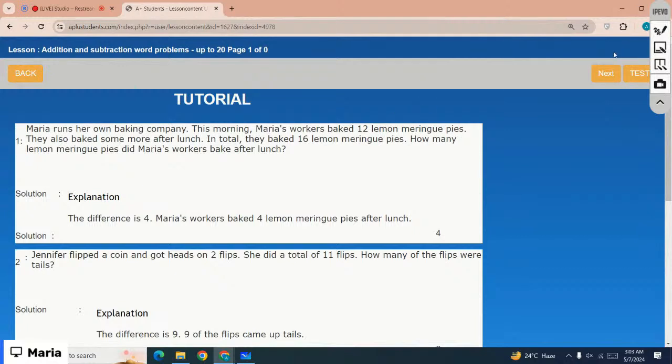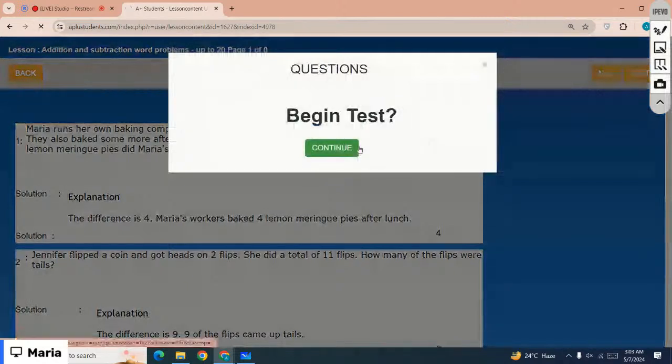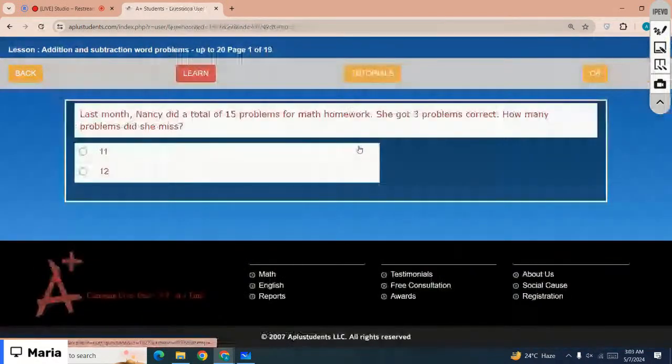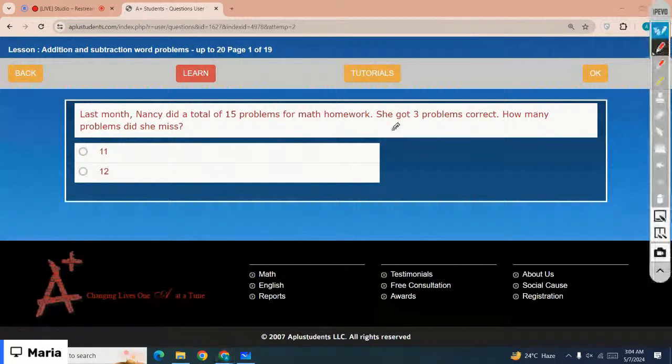Okay, let's start with the test questions. Last month, Nancy did a total of 15 problems from math homework. She got 3 problems correct. How many problems did she miss? So the total she did is 15, right? And the ones that are correct are 3. You have to find the ones that she missed. So you need to take away, right?